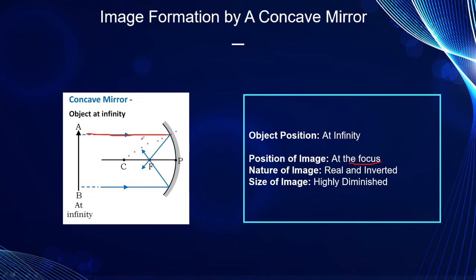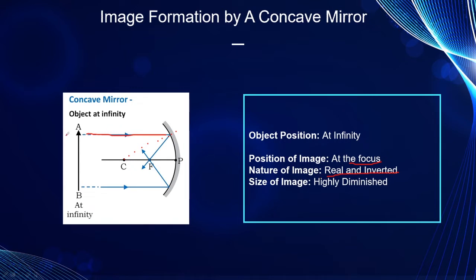So the rays coming from a far off object will be parallel to the principal axis, then the rays intersect and I get the image at focus. And if it is a real image, then it has to be inverted. Okay, a real image is always inverted. So what is the nature of the image? The nature of the image is real and inverted.